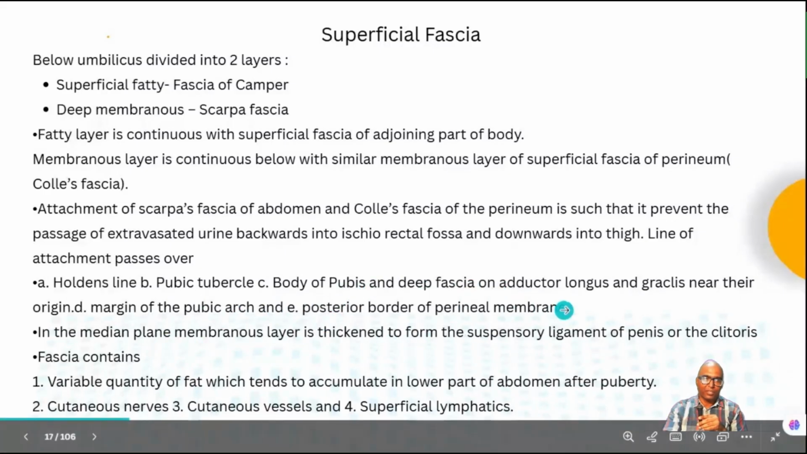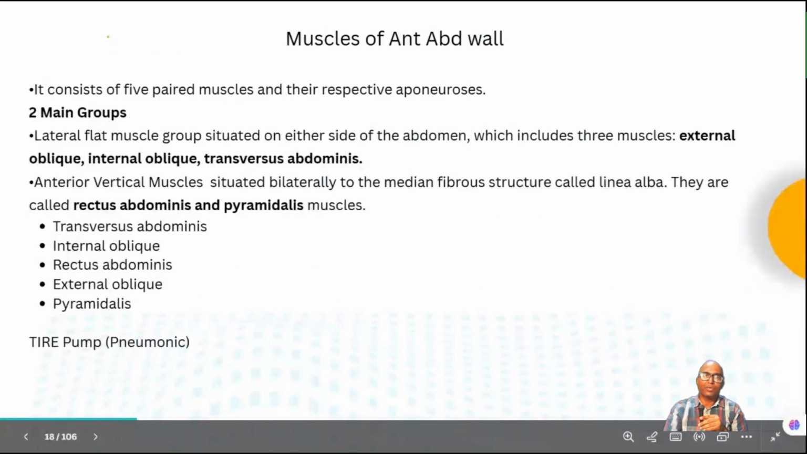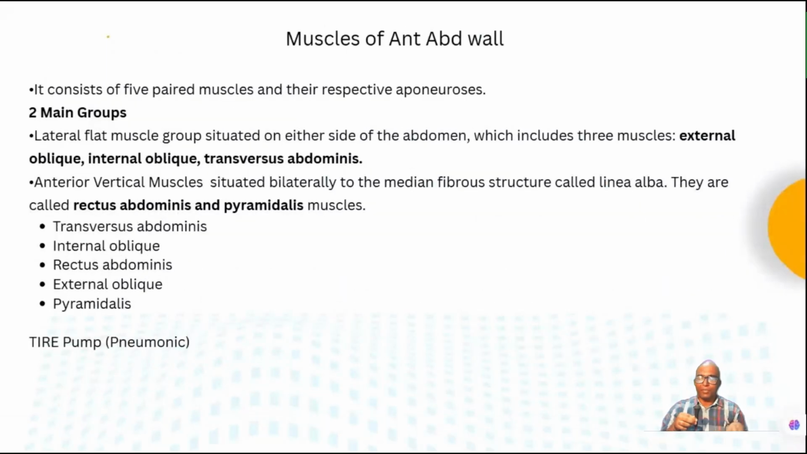Okay, so we'll go ahead. Muscles of the anterior abdominal wall. Here also there are a few SBA questions which are very frequently asked, so concentrate on this particular topic. They are divided into two groups: one is a lateral flat muscle group and another is a central vertical group. Lateral flat muscles, in which there are three muscles: external oblique, internal oblique and transversus abdominis. Here we should know the origin, insertion and nerve supply of these muscles.